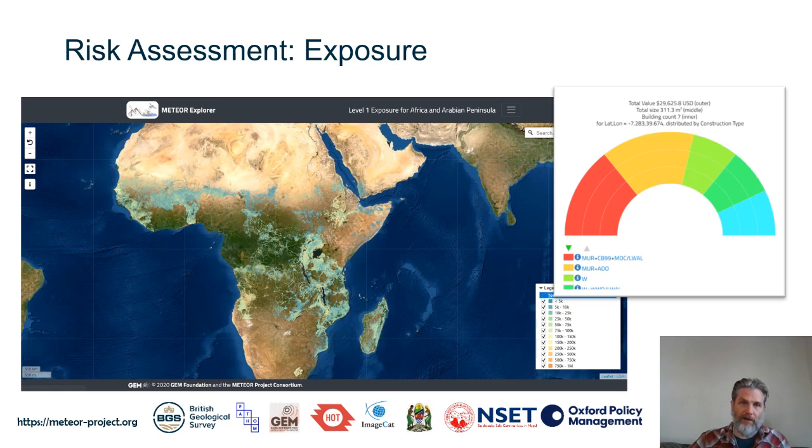And that's really what we're talking about when we're talking about building exposure data in this context. It is different than an inventory.